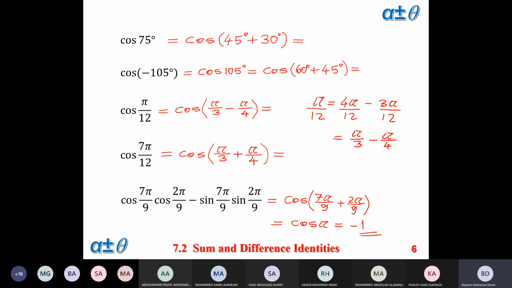So pi over 12 is pi over 3 minus pi over 4. And similarly, 7 pi over 12 is the same as pi over 3 plus pi over 4. You can understand, right? Pi over 3 plus pi over 4 is 7 pi over 12. So you can use the cosine formula now because you know pi over 3 and pi over 4.